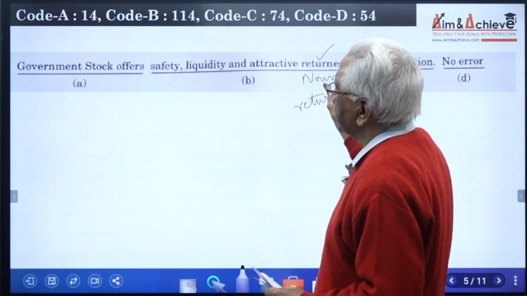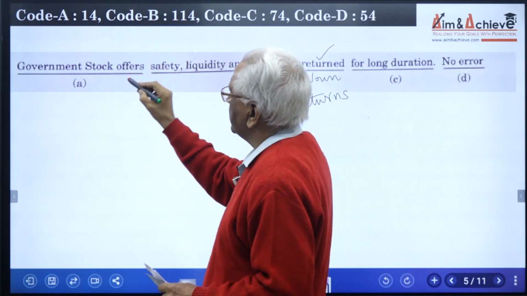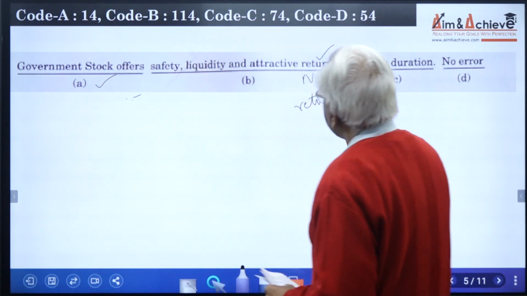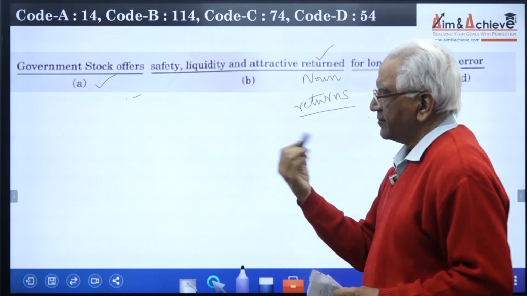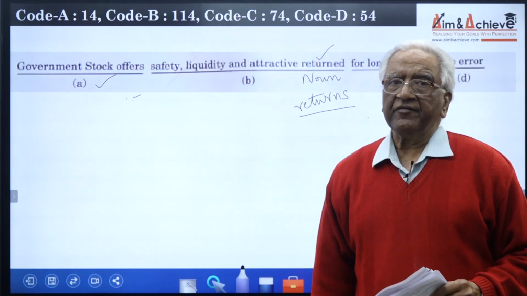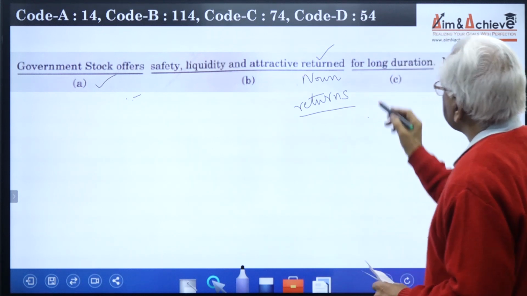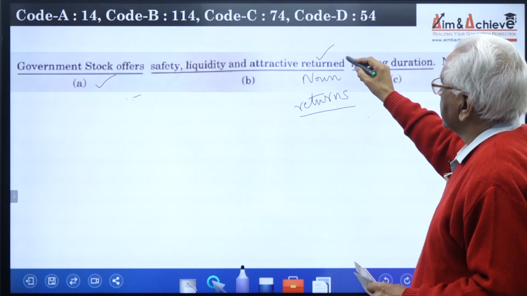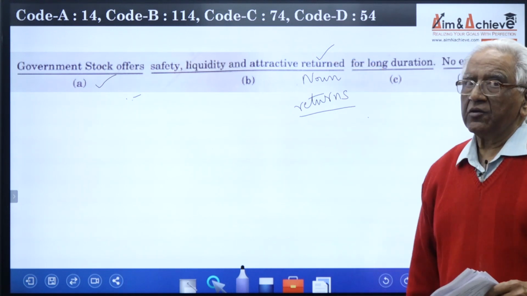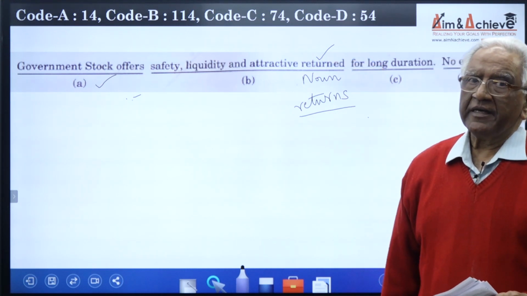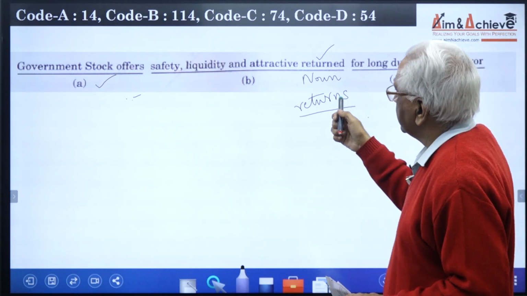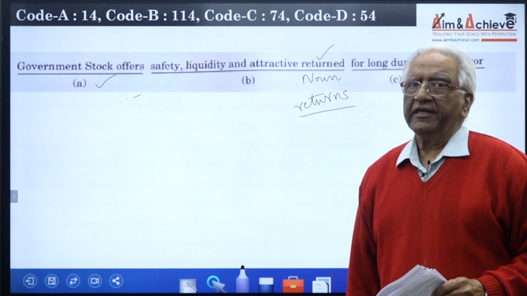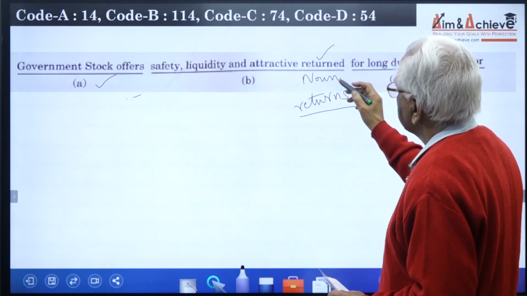Now if you read the sentence, government stock offers, nothing wrong with this, safety, liquidity and attractive returns. Returns are the money which you get back after investment. So that becomes the returns for long duration. That means it is very clear that the use of the past participle returned is wrong. It should be replaced by a noun form, and the noun form here is returns, the money which you get after any investment. So the answer is part B.